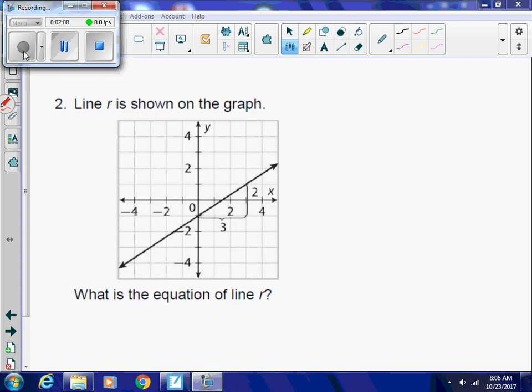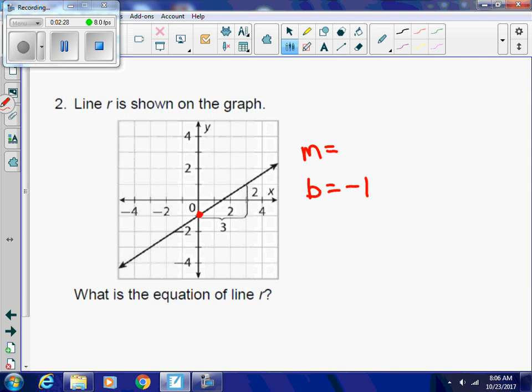Number 2 is pretty easy. We have the line R shown on the graph, and we want to know what the equation of the line is. Same thing, we still need 2 pieces. We need to know what m is, and we need to know what b is. So from the graph, I can read b, that's down here. It hits the y-axis at -1.